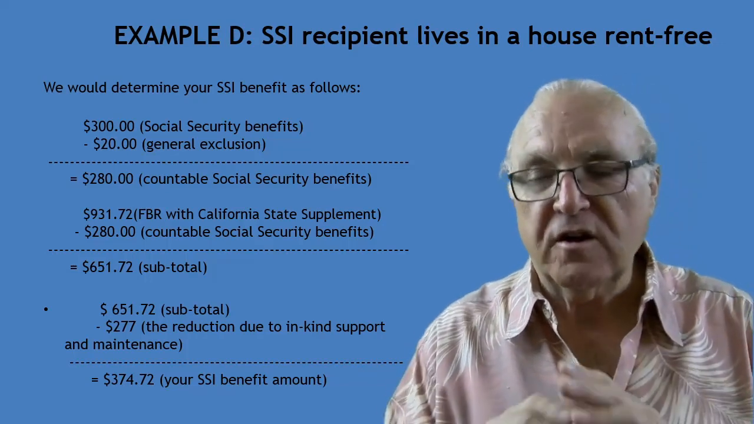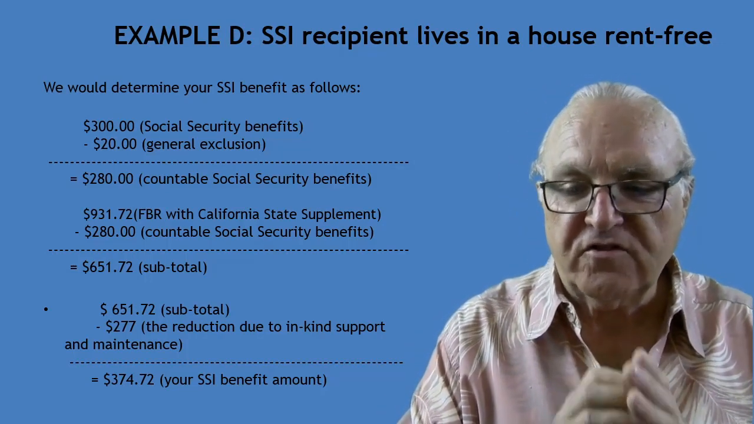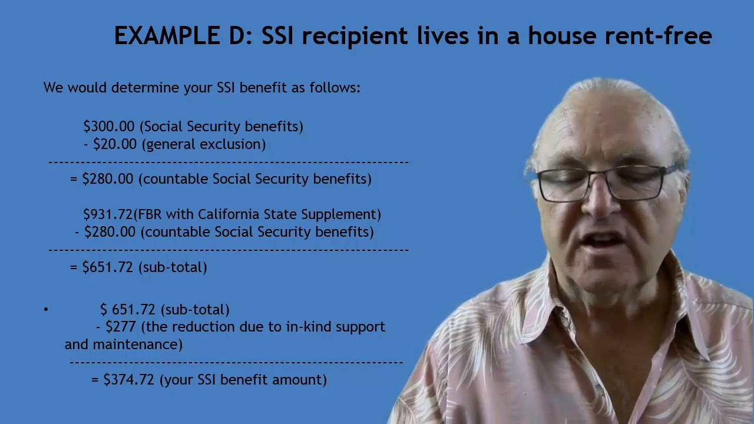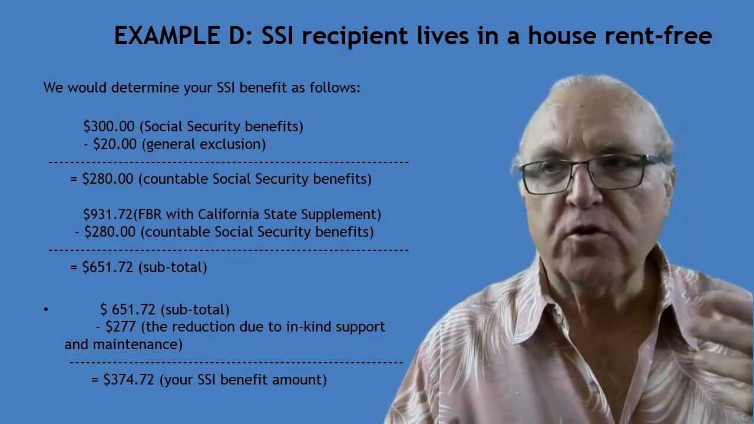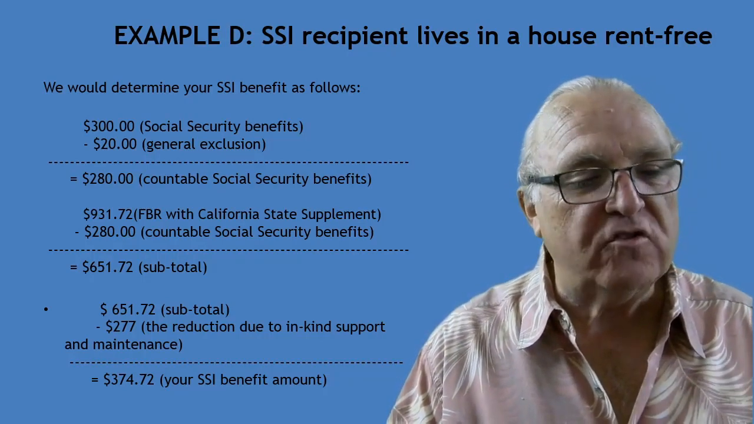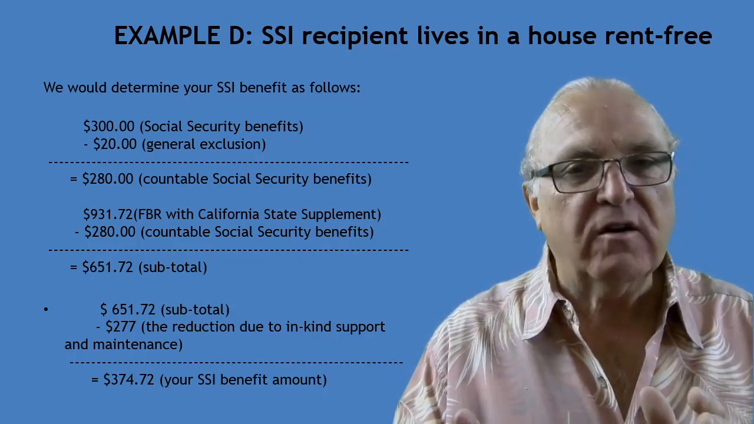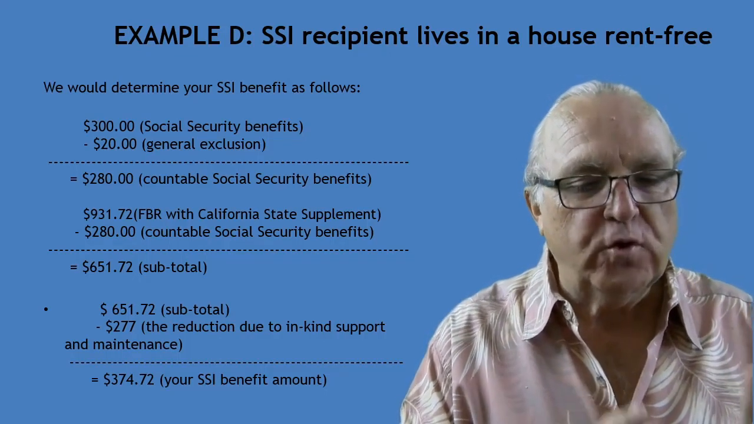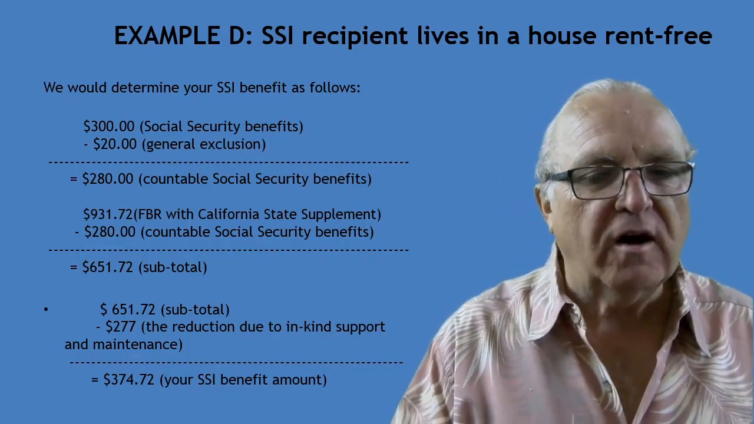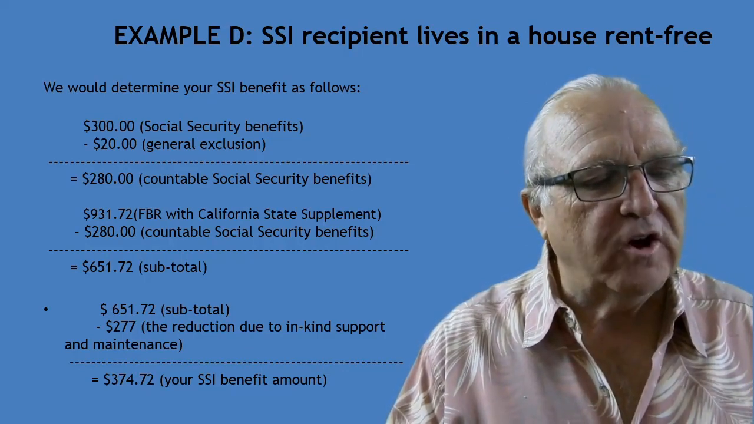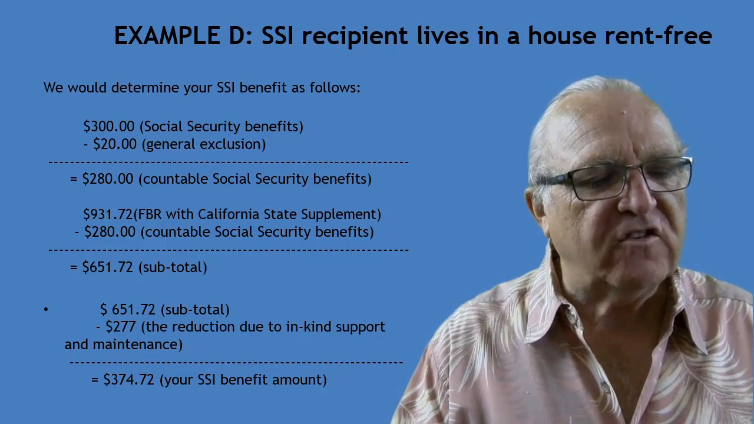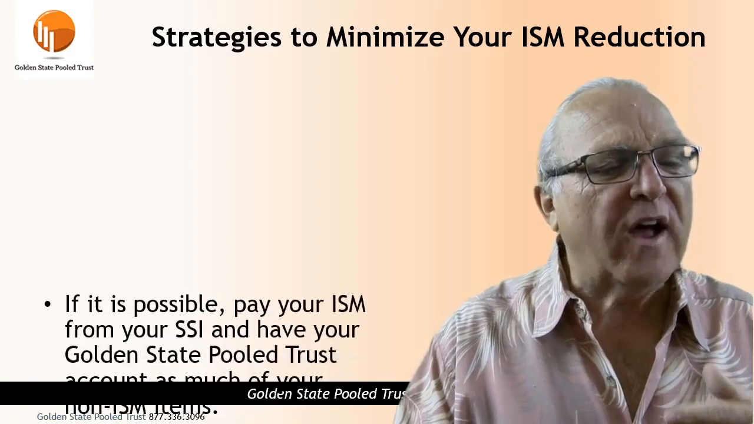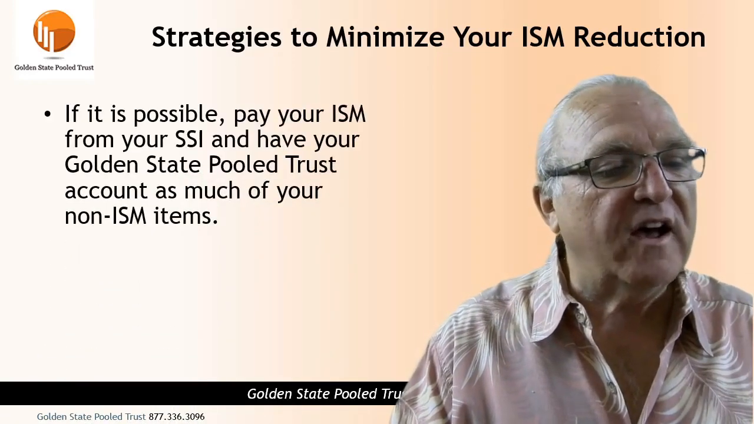Okay. Now I want to mention, one of the things we'll send out are some separate videos that we've done at the Golden State Pool Trust to explain how to calculate the household expenses, because I know if you're looking at this for the first time, this can be pretty confusing. But what this boils down to is how Social Security counts payments for food and shelter, the 10 items that we saw on the previous slide, how they reduce the benefits, what the cap is, and different examples of how that might work. So, different strategies for minimizing your ISM reduction.